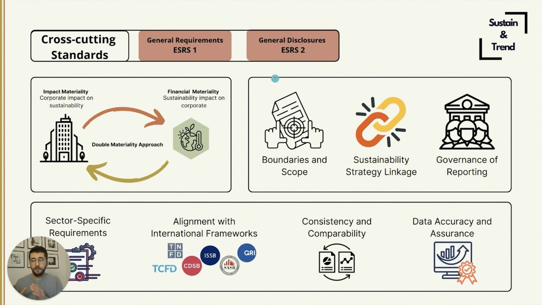What other aspects need to be reported under the general disclosure? We are talking about the boundaries and scope. That's really important. We're talking about the sustainability strategy linkage, and that's why I took this part after the strategy, because I want to show you how important it is. First, the double materiality, which must be part of your sustainability strategy building. It's one important stream, and it's really important to link the disclosure with the strategy. Otherwise, it doesn't make sense.